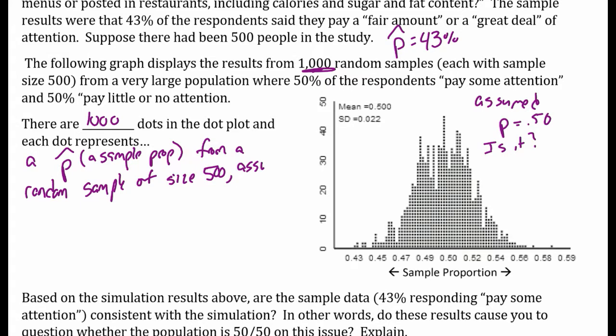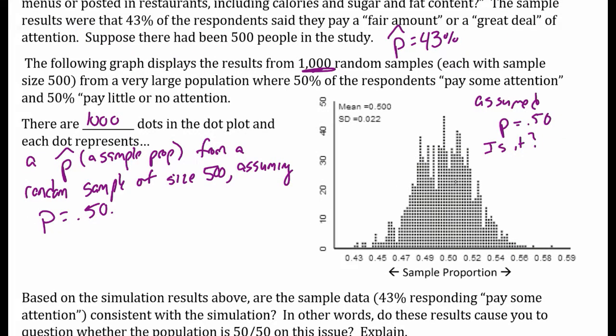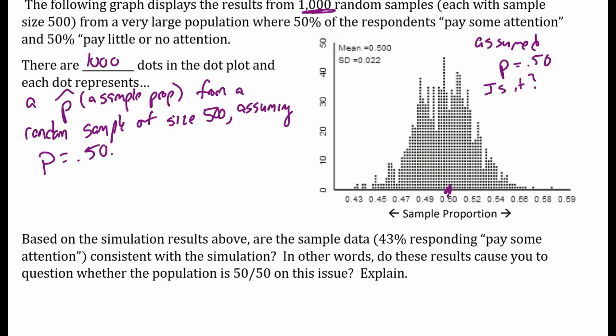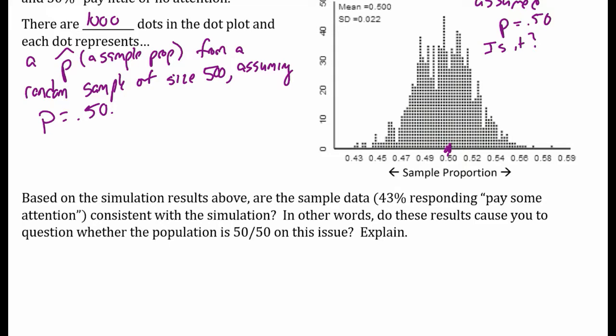Assuming the population proportion was 0.5. Assuming the true population parameter, the true population proportion was 50%. We're wondering, could I really get a p-hat of 43 if the parent population proportion was 50%? So that's what each dot in this simulation represents. There's 1,000 dots in that simulation, and we see that it's centered around 50%. We see the center of that distribution, that balancing point, is 50% because we assumed it was. We assumed the true population proportion was 50%. And we did that 1,000 times. We took a sample of 500 and found a p-hat.